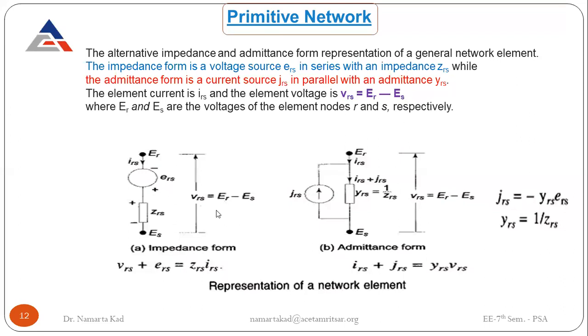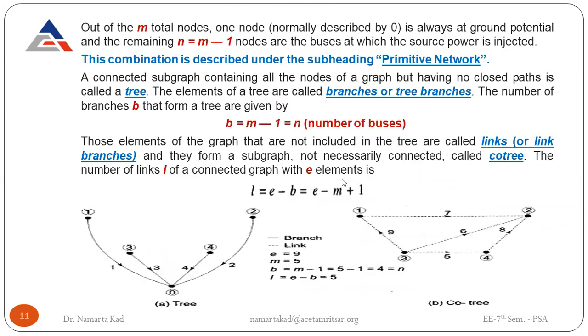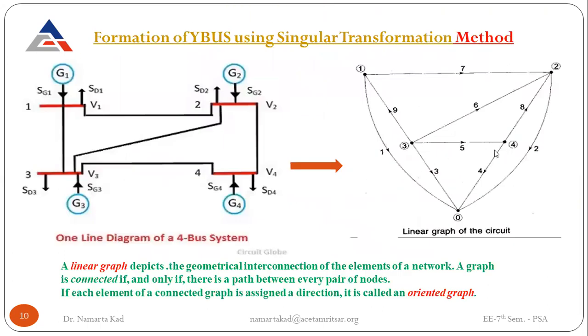This we have already applied while applying Kirchhoff's law in the Ybus formation. So it is the receiving end minus the sending end. In this figure, in this linear graph, bus node number 4 is the receiving node and node number 3 is the sending node. So what is the voltage between them? That is V4 minus V3, receiving minus sending.